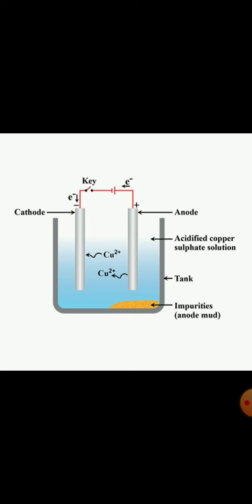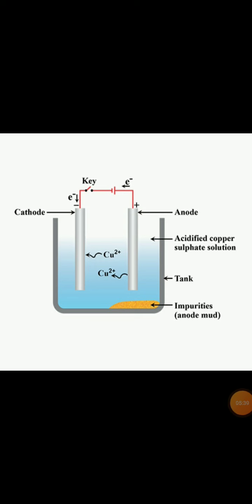Now, what to take for the cathode? A thin strip of pure metal. So, as cathode, we will take a thin strip of pure copper. Okay. Then, what to take as solution, the electrolyte? Here we'll take copper sulfate solution as the electrolyte. Now, when the electricity is passed, what will happen?